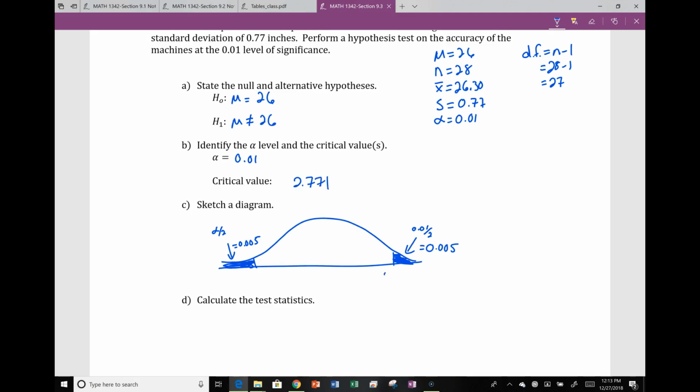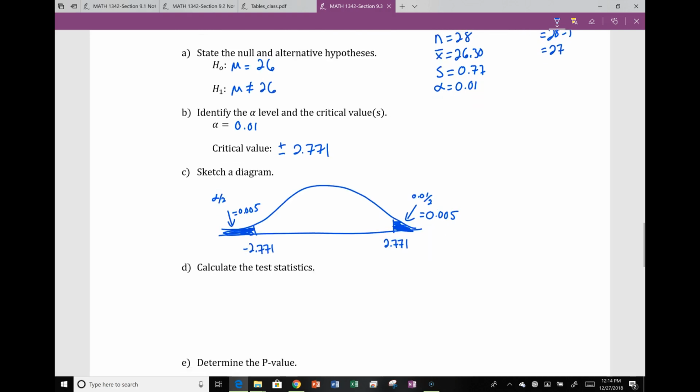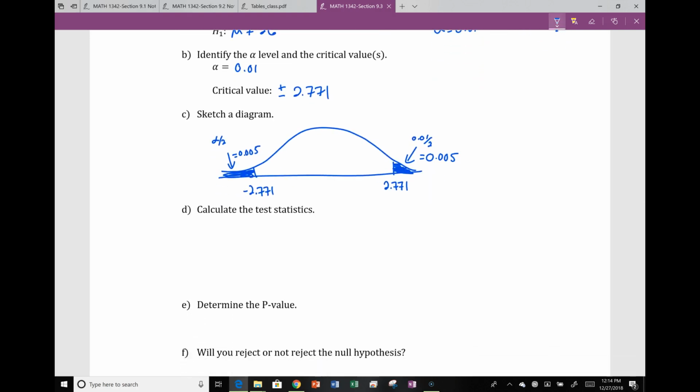2.771. So I have it here, but notice I also need the negative. So my critical values are positive and negative. Anytime that you have a two-tailed test, it's going to be a positive and a negative critical value. Okay, let's calculate the test statistic. The T. It's going to be 26.30 minus 26 divided by 0.77 over the square root of 28.